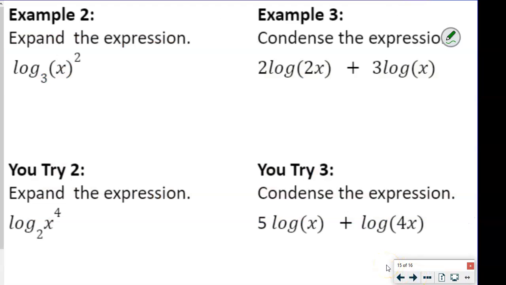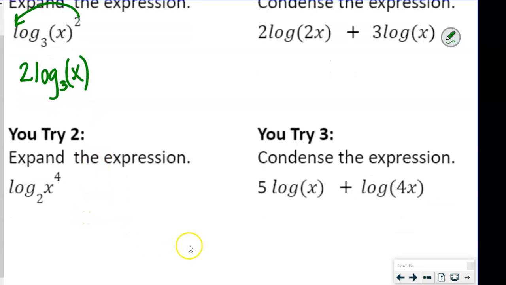So on this next one, it says expand the expression, okay? So what we're going to do is we're going to take this 2 and we're going to move it out front. So this is going to be 2 log base 3 of x, okay? That's all we're doing here, okay? Let's see if you guys can do the one below. So on this one, again, we're just going to move that 4 to the front. So it's going to be 4 log base 2 of x.